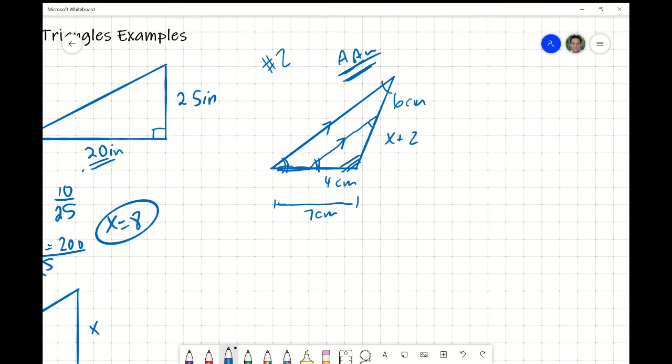All right, so it looks like we've got to figure out what this length is here. Well, that's going to be easy to do. If the entire length here of the big triangle is 7 and a portion of that is 4, 4 from 7 is 3 centimeters. So we've got that right there. So we're good to go there. And now we're ready to set up our proportion.